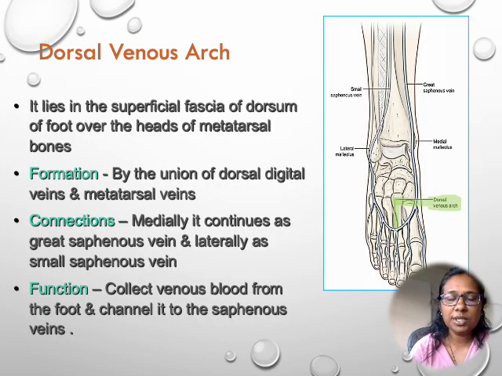Before moving on to the actual superficial veins, let us take a moment to learn about the dorsal venous arch. It is a venous arch which lies in the superficial fascia of the dorsum of the foot over the heads of the metatarsal bones. It is formed by the union of dorsal digital veins and metatarsal veins. Its connections are what make it important. Medially, it continues upwards as the great saphenous vein, and on the lateral aspect, it ascends as the small saphenous vein. The function of the dorsal venous arch is that it collects venous blood from the entire foot and passes it on to the saphenous veins.